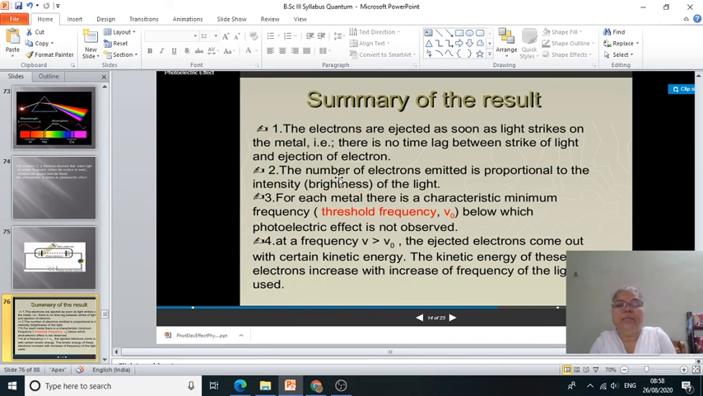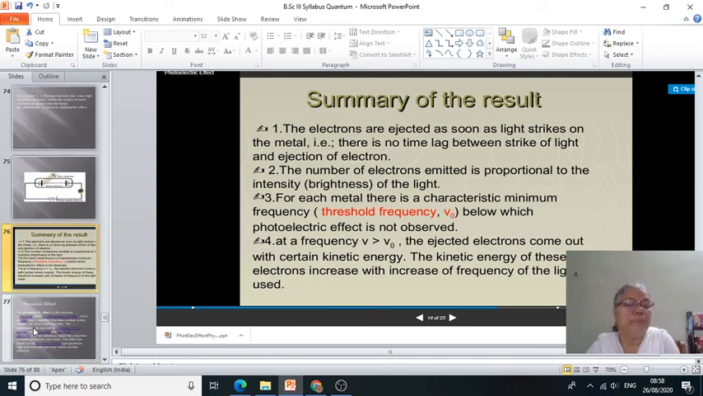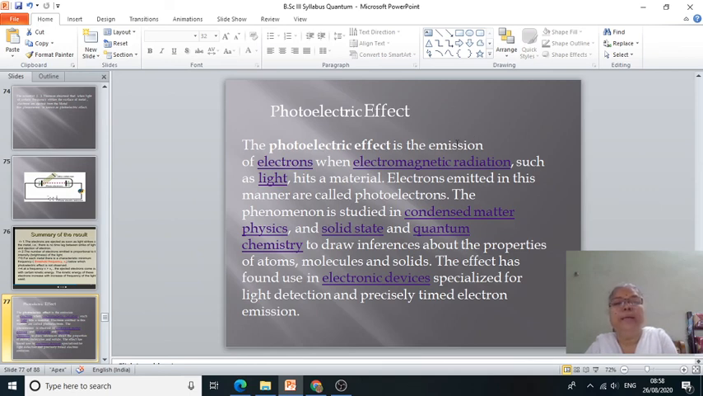At a frequency nu greater than nu zero, the ejected electrons come out with certain kinetic energy, and the kinetic energy of these electrons increases with increase of frequency of the light used. Then again, the photoelectric effect is nothing but the emission of electrons when electromagnetic radiation such as light hits a metal. Electrons are emitted in this manner, and those electrons are called photoelectrons.